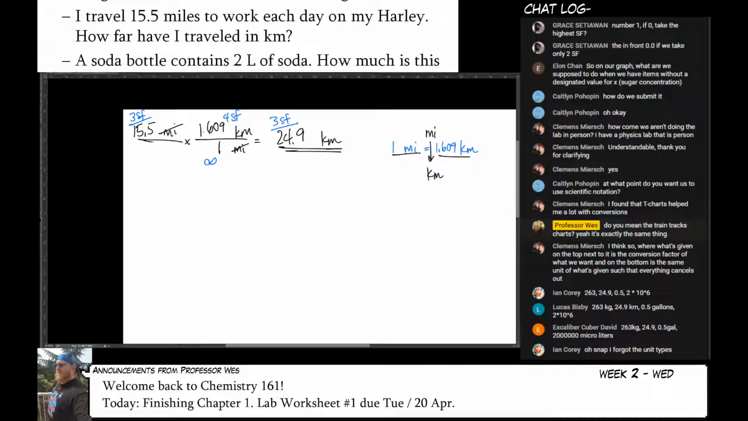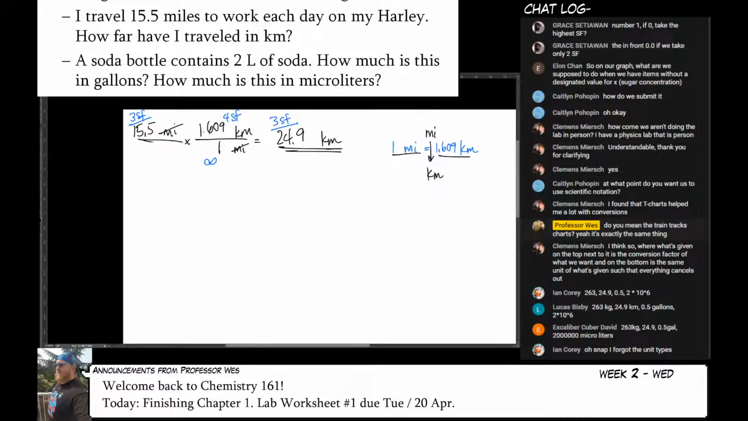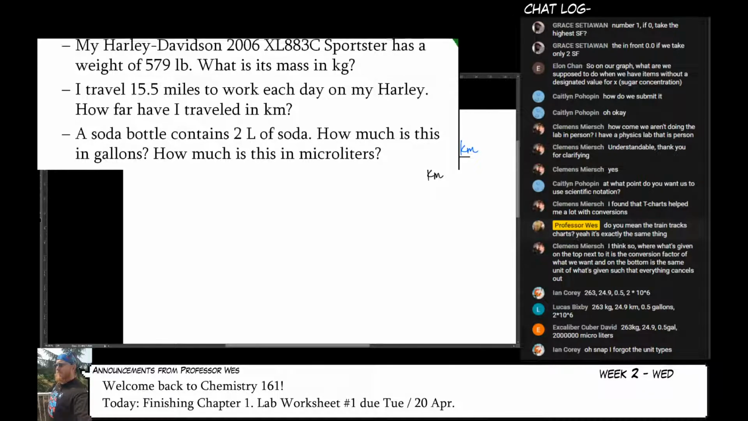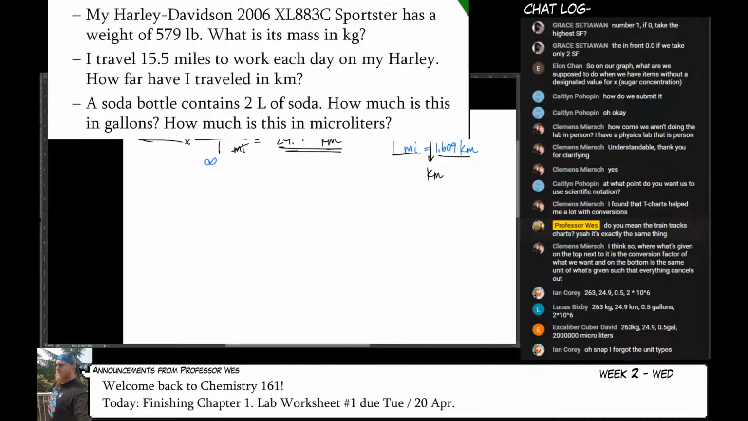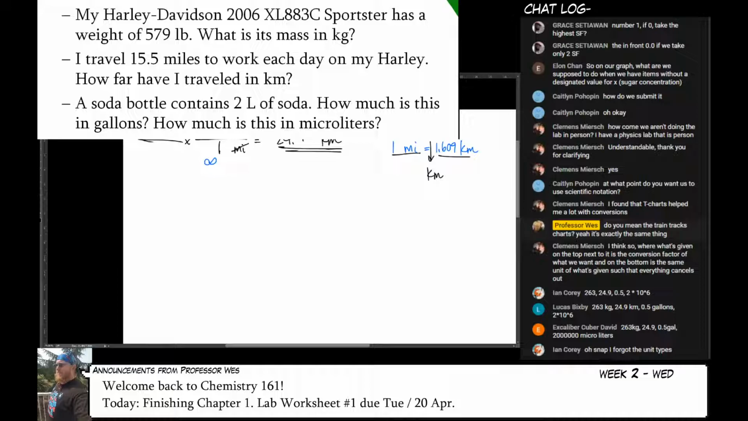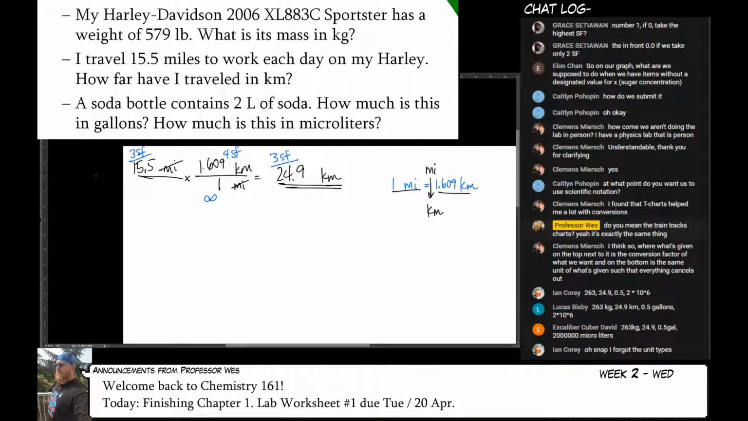No problem. Uh-oh, that's not the first one. My screen capture just showed the second one. That's okay. That's the second problem. I skipped over the Harley problem. So let's go back and do that.